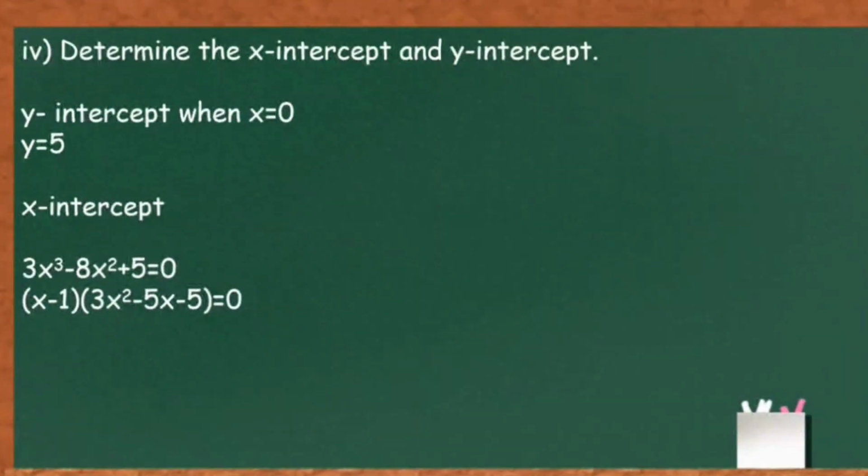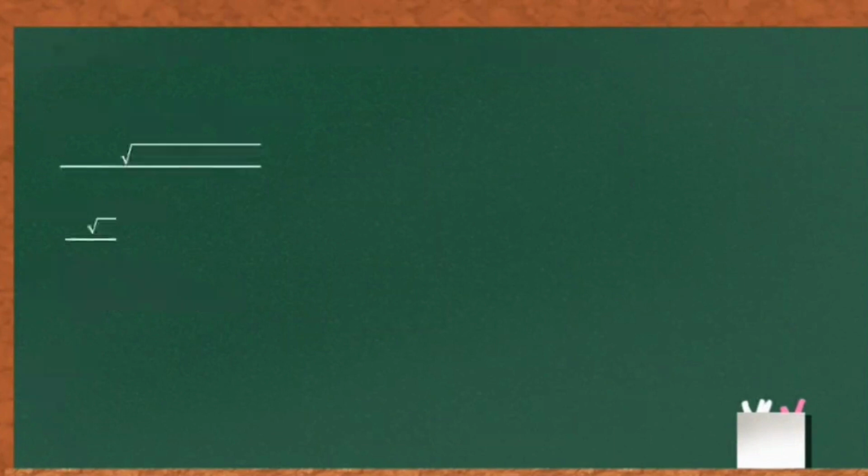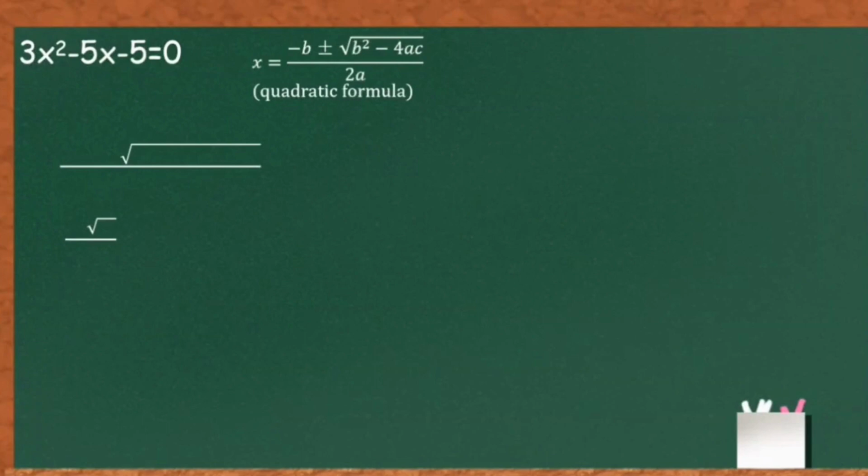For the first x value, we take x minus 1 equals 0, so x equals 1. And for the next x values, we take 3x squared minus 5x minus 5 equals 0. We put it into the quadratic formula, which is x equals negative b plus minus square root of b squared minus 4ac, over 2a.